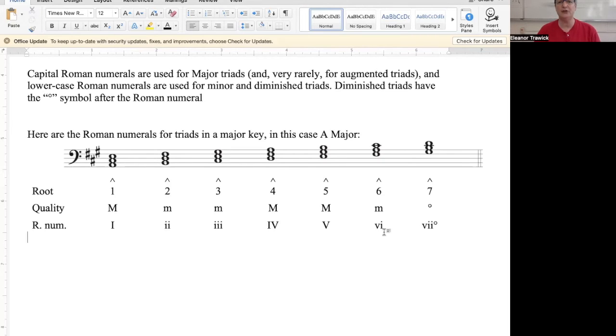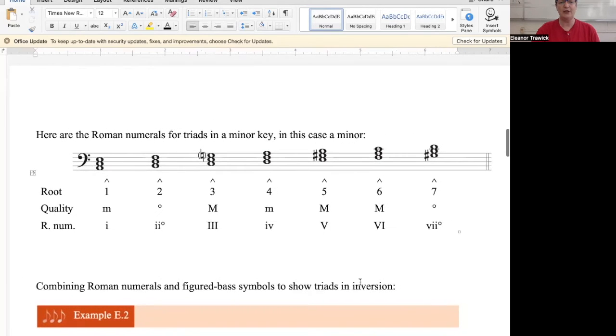It's very common for students to get Roman numerals 4 and 6 confused, and that is a bad thing. So learn those Roman numerals. And then, of course, we have the Roman numeral 5 for the 5 chord and the lowercase Roman numeral 7 with the diminished circle for the 7 diminished triad. In minor keys, we will have a different set of Roman numerals that is the same numerals, but different capital and lowercase Roman numerals. So here are the Roman numerals for triads in the key of A minor.